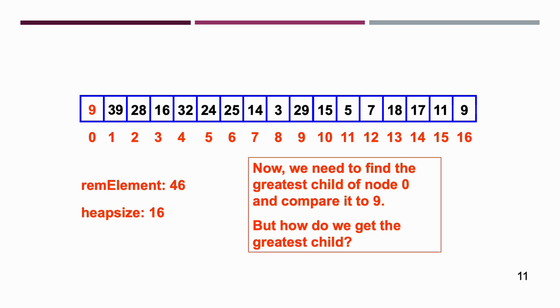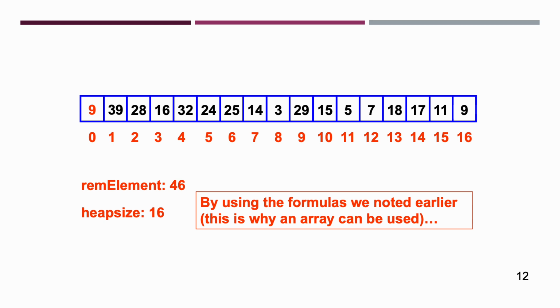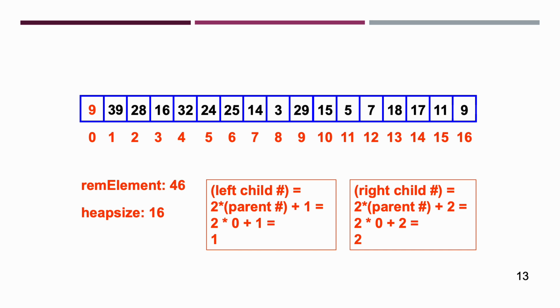Now we need to find the greatest child of node 0 and compare it to 9. But how do we get the greatest child? By using the formulas we noted earlier, this is why an array can be used. If you remember from our previous Part 1 slide, we had some equations where we were able to calculate the left child and the right child, and then according to those we were able to get some values.